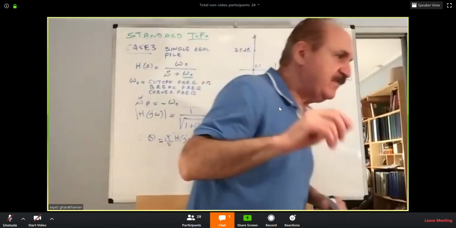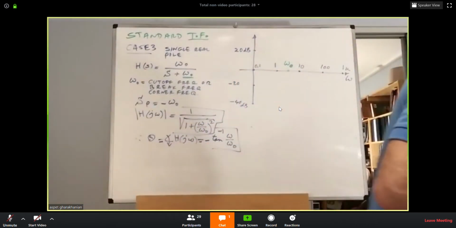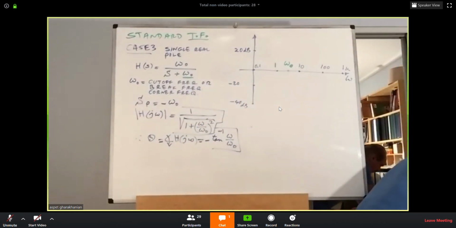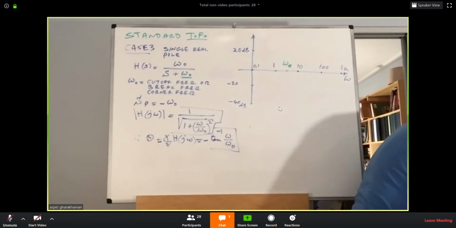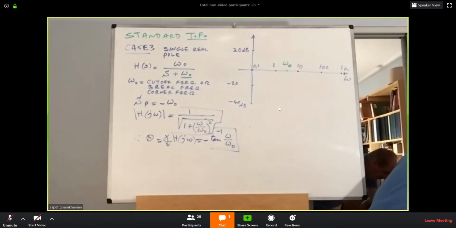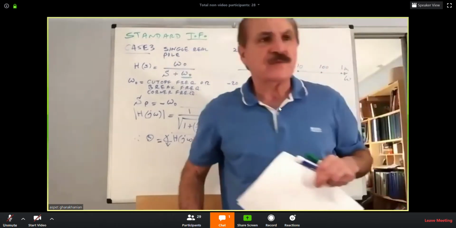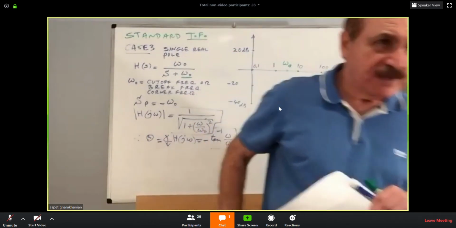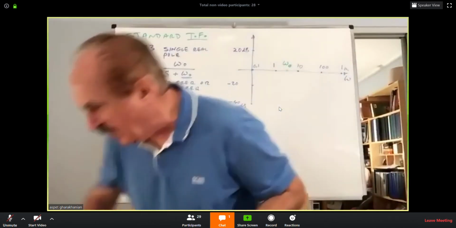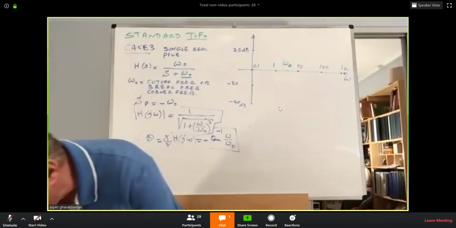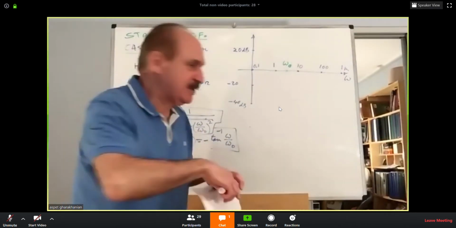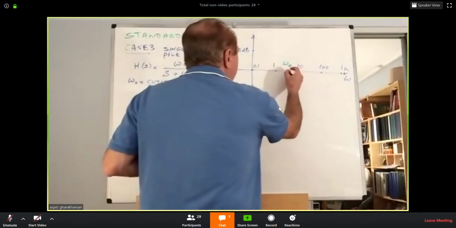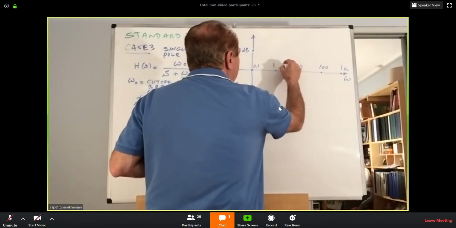Let me see if I can find a red marker. I realize I'm running out of markers now. Oh, here. There's plenty. So we mark this point, omega O.